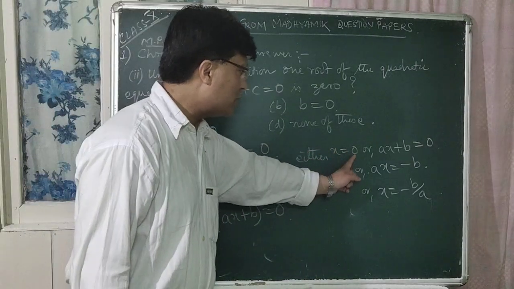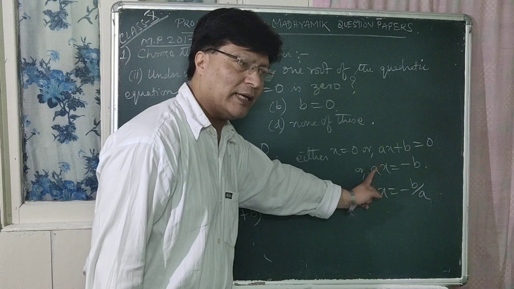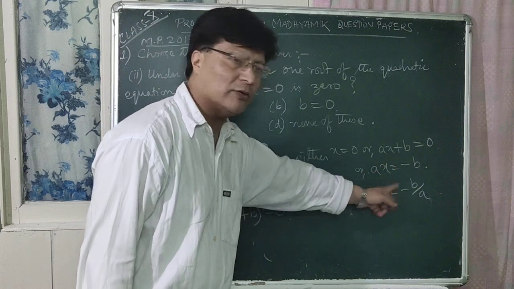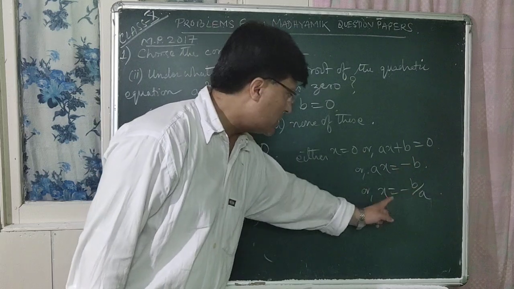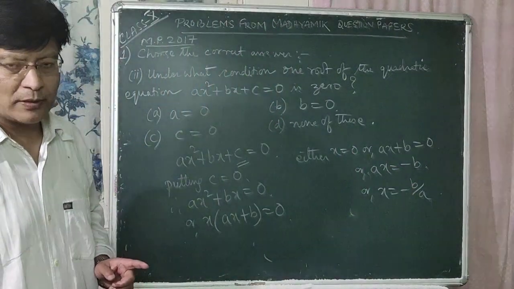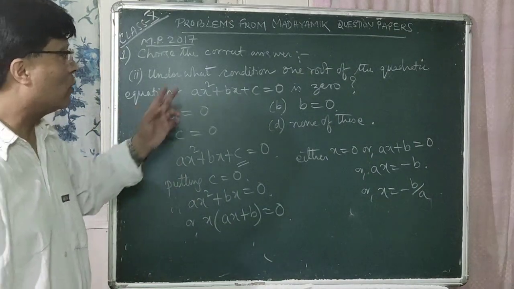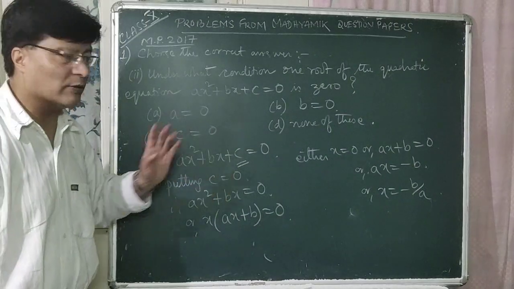So one of the roots is 0. X is equal to 0. Ax plus b is equal to 0, that is ax is equal to minus b or x is equal to minus b by a. This is the non-zero root, but this is the zero root. So what is the condition that one root of the quadratic equation will be 0? That is c is equal to 0.